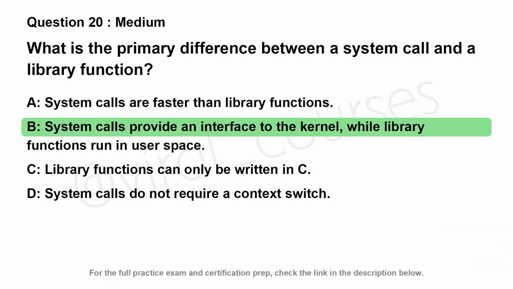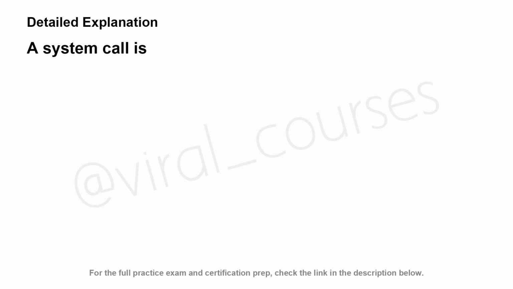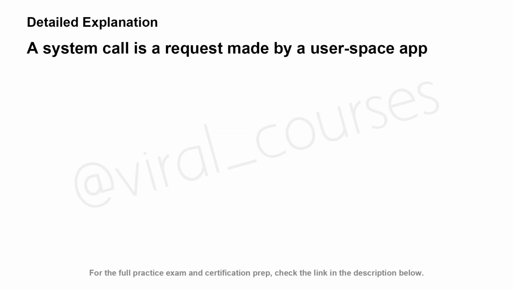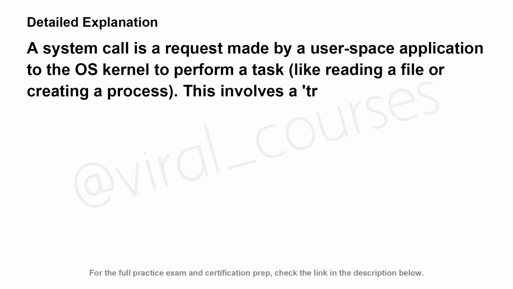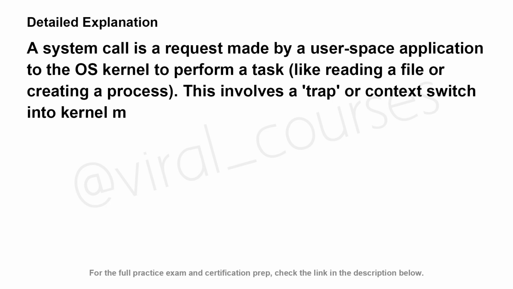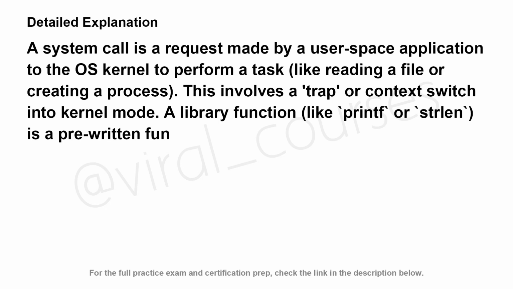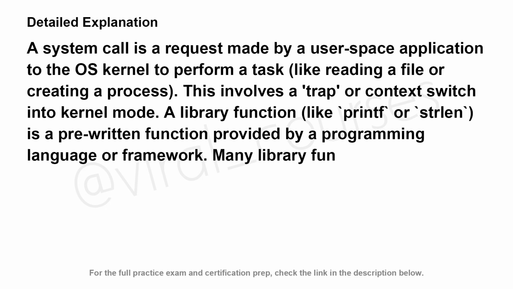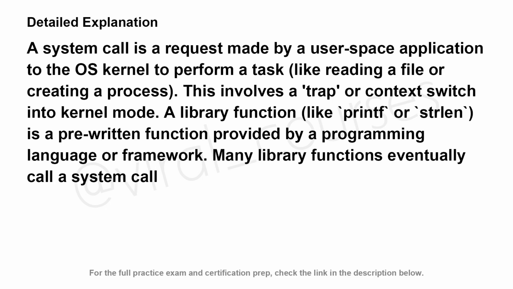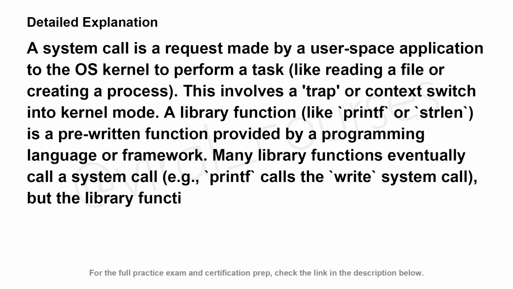The correct answer is B. A system call is a request made by a user space application to the OS kernel to perform a task, like reading a file or creating a process. This involves a trap or context switch into kernel mode. A library function, like "printf" or "strlen", is a pre-written function provided by a programming language or framework. Many library functions eventually call a system call, e.g., "printf" calls the "write" system call, but the library function itself runs in user space.